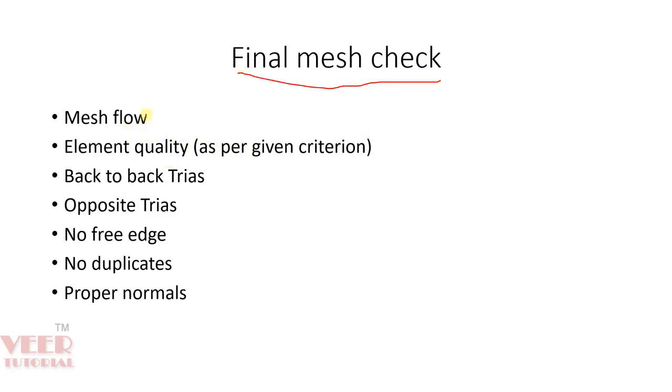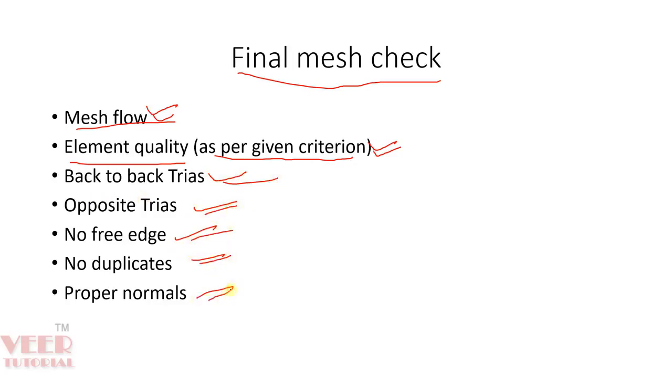First of all, we will have to check the mesh flow, whether the mesh flow is good or not. After that we will have to check the element quality as per the given criterion. Then check for the back-to-back trias, opposite trias, free edge, duplicate elements and proper normals. So now we will learn about these 3 options: free edge, duplicates and proper normals.